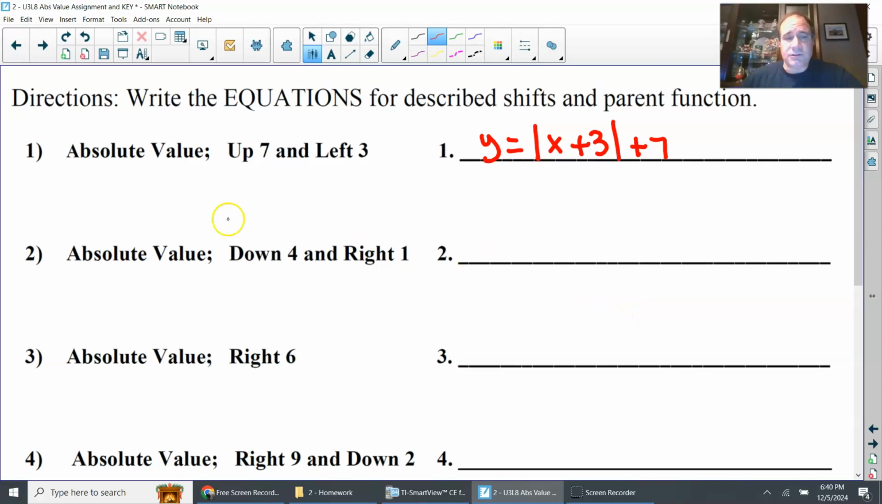Again, you could check on your calculator. The absolute value, y equals, down 4 and right 1. We're going to do the right 1 first. So it's x minus 1. And then down 4 is minus 4. Absolute value, right 6. So opposite. x plus 6 is what you'd think it would be, but since it's inside the absolute value, it is minus 6.